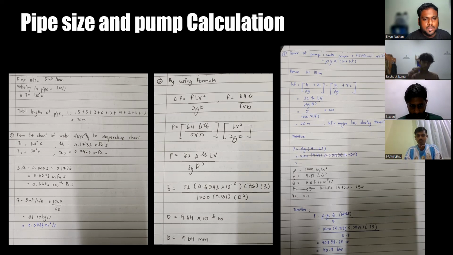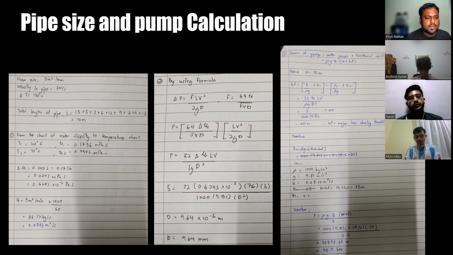So first of all, our task given is our flow rate is 5 meter cube per millimeter, and our velocity in pipe is 3 meter per second, and the temperature is 130 degrees Celsius. So another thing, the total length of our pipe is 76 meter.